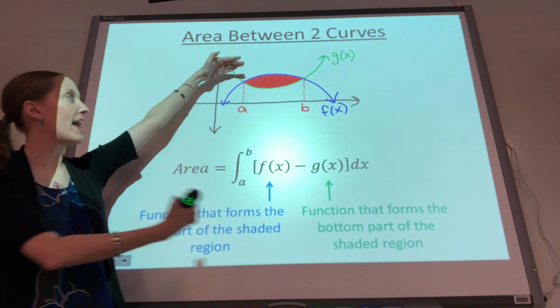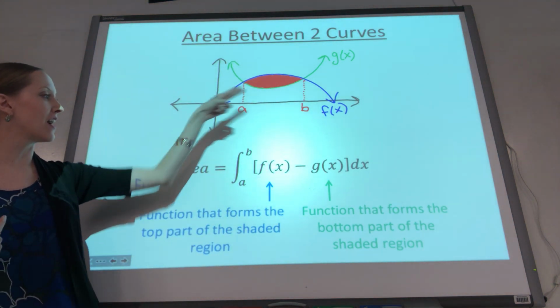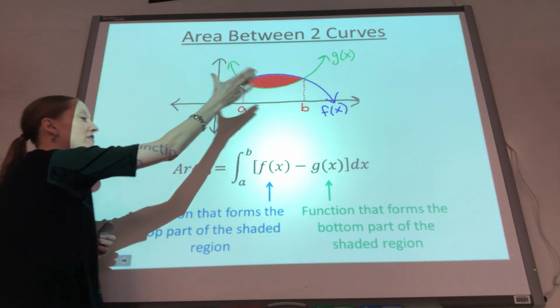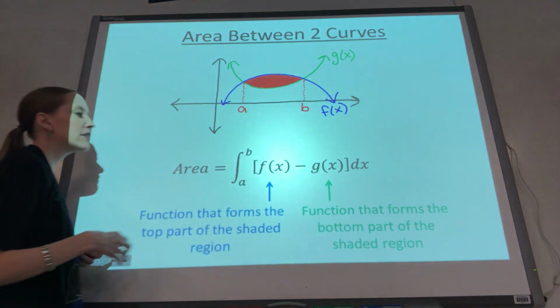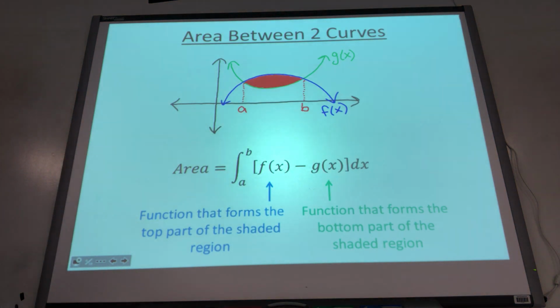So g of x, the part that you're subtracting, I'm trying to get fancy with my colors here, but g of x is always the function that forms the bottom part of the shaded region. That was the part in green on that picture above.